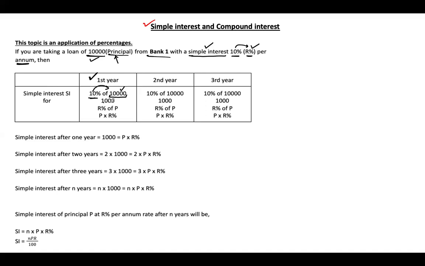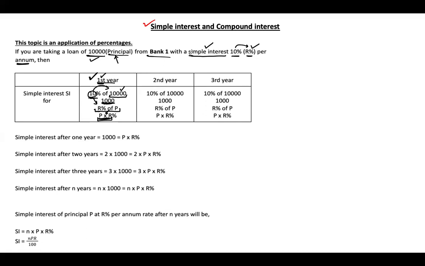10% of 10,000 is 1,000. Generally, if there was some variable R, this would be R percent of some principal. We write "of" as multiplication, so I'm writing PR percent. I'm not saying simple interest for 1 year; I'm saying simple interest for the first year is PR percent, or 1,000 for this example.